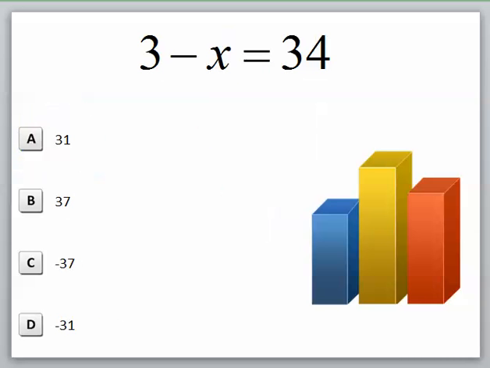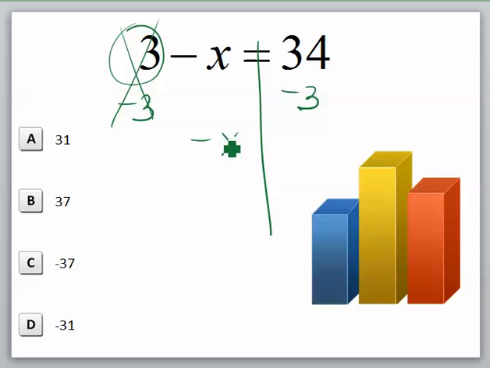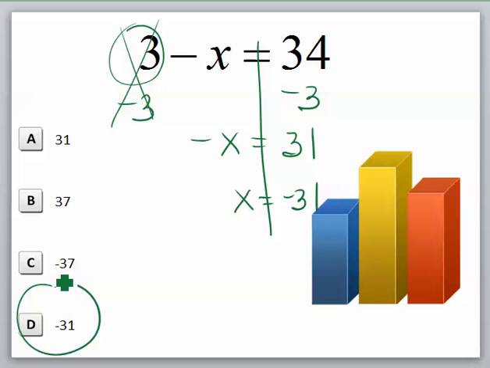And then this one, which is a little bit tricky, a lot of people, because they see the subtraction sign, they want to add 3 to both sides. But you have a positive 3, and the way you're going to get rid of a positive 3 is with a negative 3. That creates your 0. You still have a minus x equals 31. What happens is to make this be positive, then your other side would become negative. So your answer happens to be negative 31.